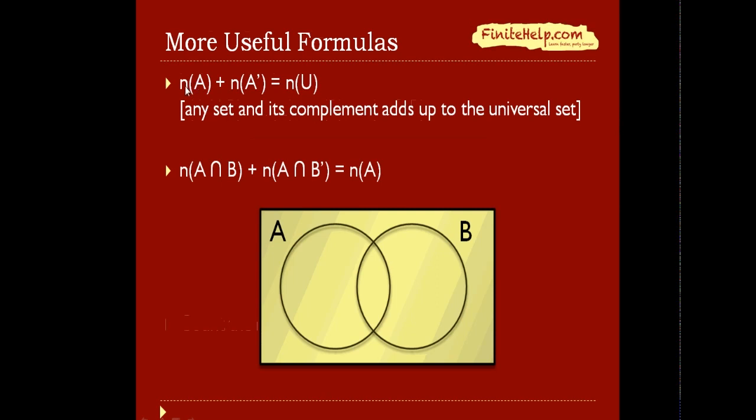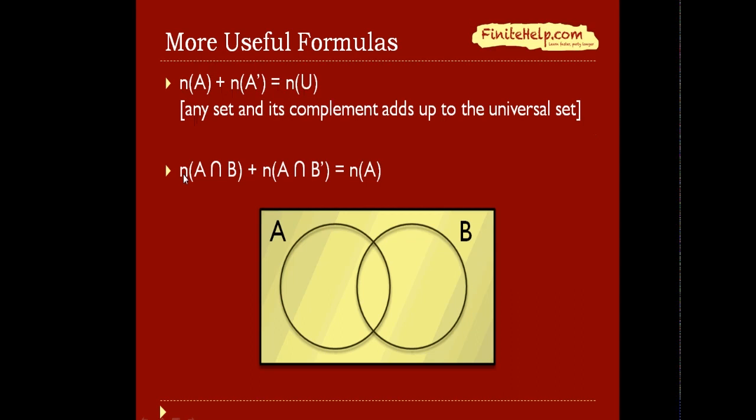Here are more useful formulas. The number of elements in A plus the number of elements in A prime is the number of elements in the universal set. So that's just simply any set and its complement will add up to the universal set.